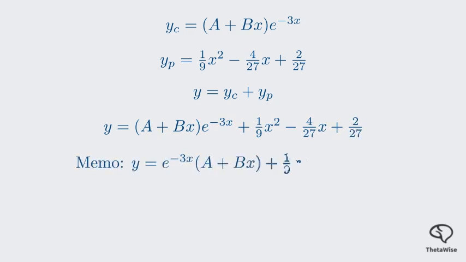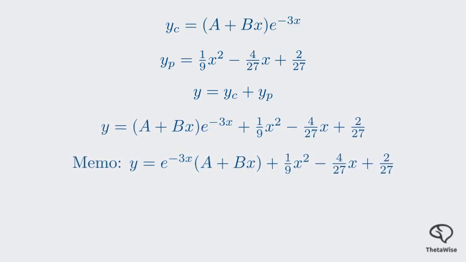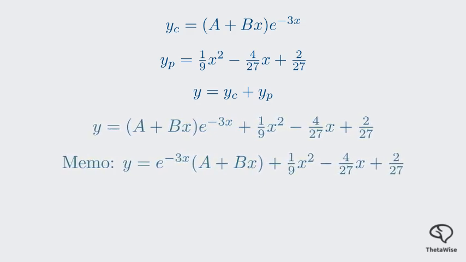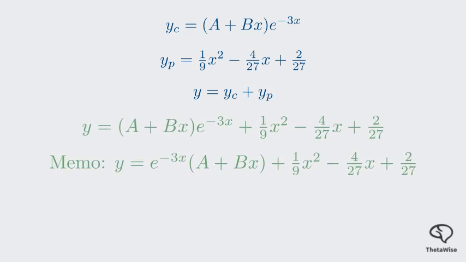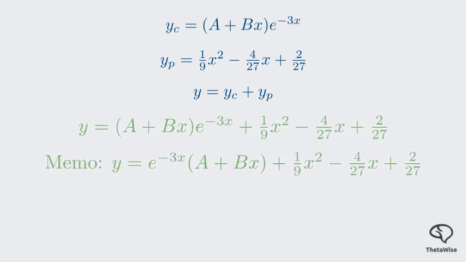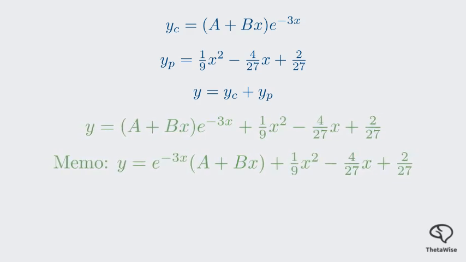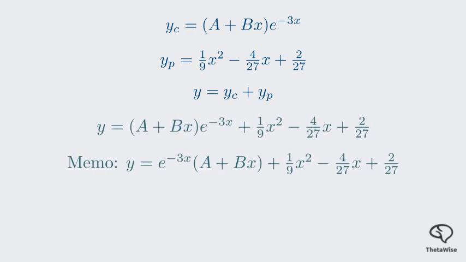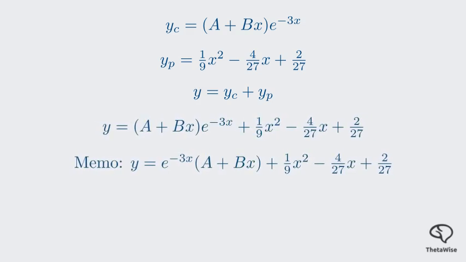Let's compare this with the provided memo. The memo gives y equals e to the -3x times the quantity a plus bx plus 1/9 x squared minus 4/27 x plus 2/27. Our answer is identical. The order of the terms might be slightly different, but it contains the exact same components, which is what matters. Objective met. Let's quickly recap what we did.